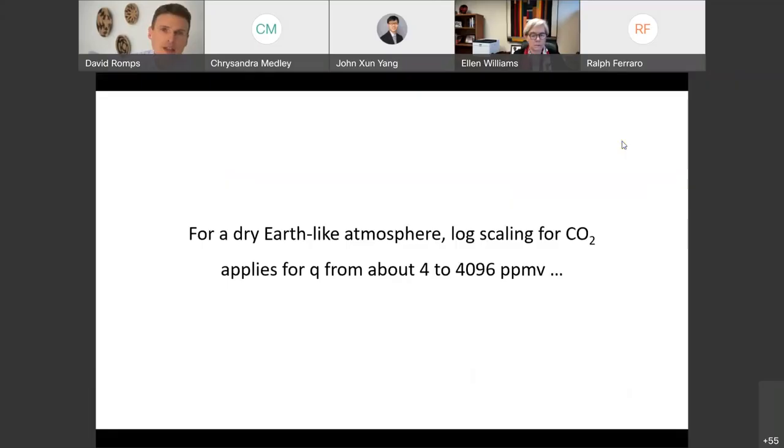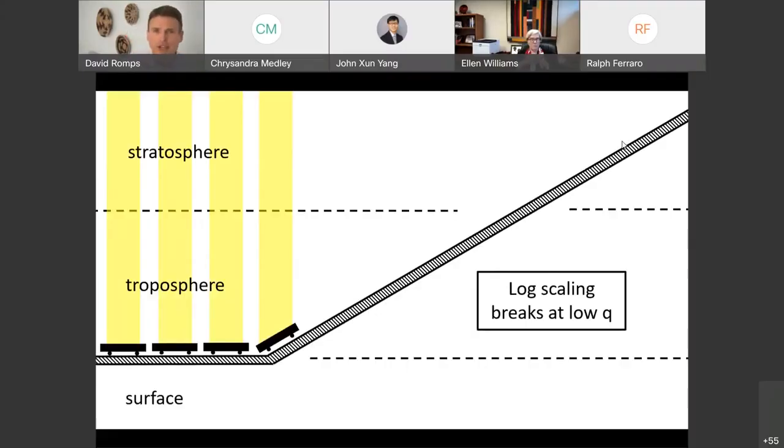Now, before I conclude here, let me just mention when this fails. This log scaling will fail if we move to concentrations that are too low or if we move to concentrations that are too high. Basically, it works for around 4 to 4,000 ppmv. If we go lower than 4 ppmv, then our train is backed all the way onto the surface because the concentration of CO2 in the atmosphere is so low that a lot of the tau equals 1 layers are buried in the surface. And so it's the surface itself emitting directly to space.